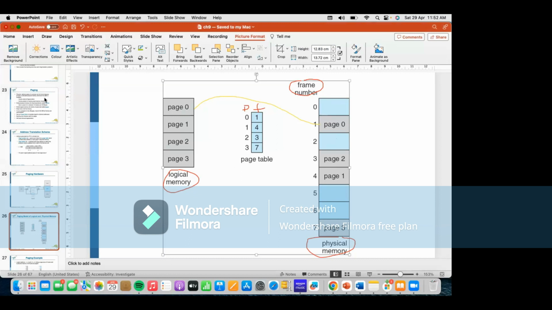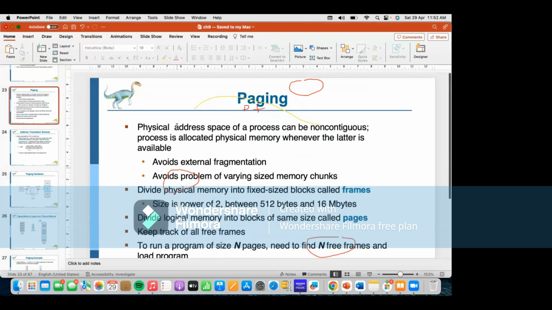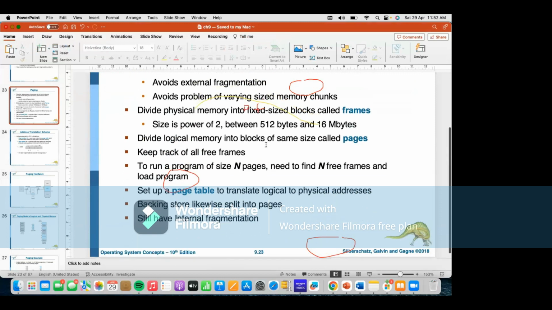If you're asked to explain paging, the physical address space of a process can be non-contiguous. Paging is a non-contiguous allocation.